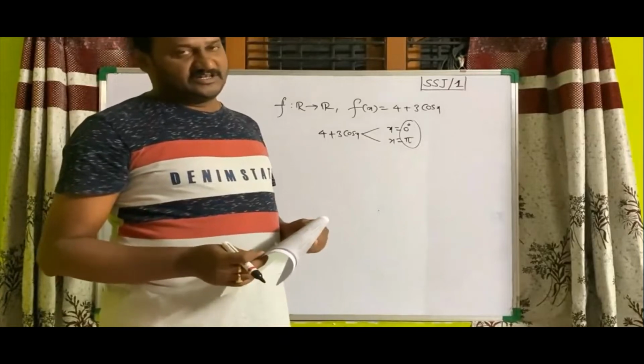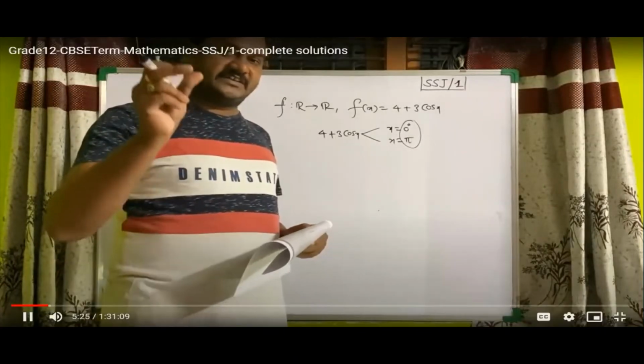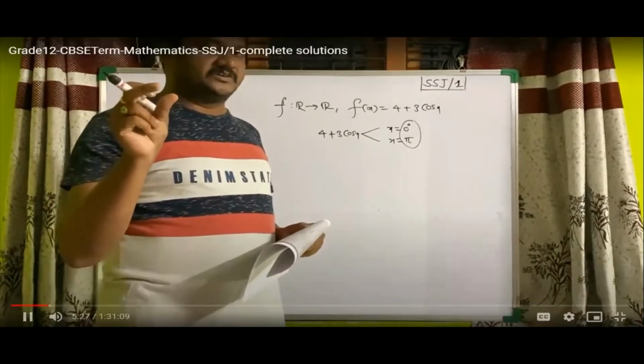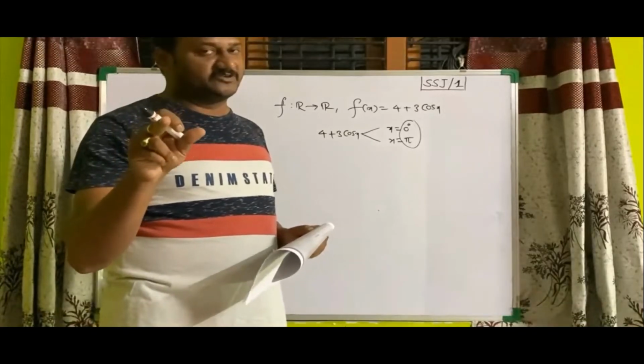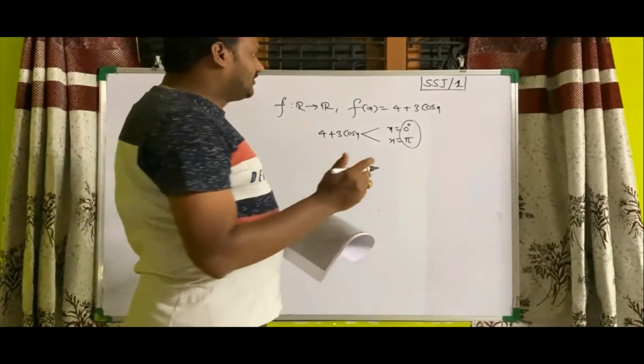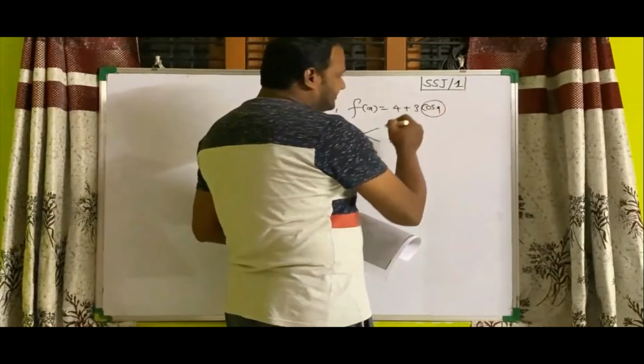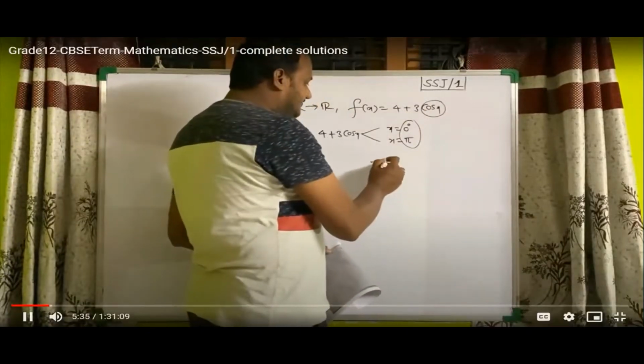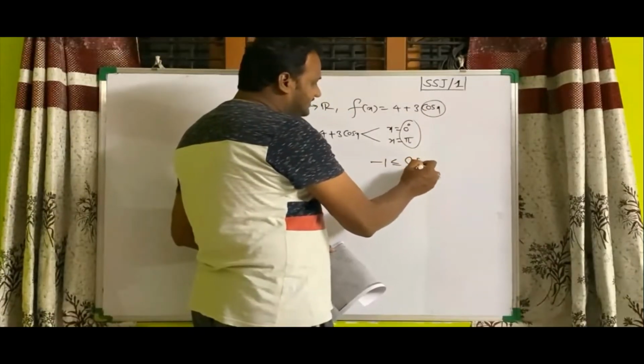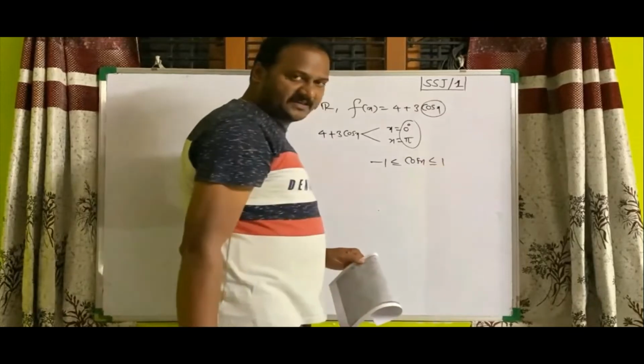And coming to the onto function. So what does onto function mean? Every single element of the codomain should be mapped. It means the range should be equal to the codomain. So what is the range of the cos function? The range of the cos function is -1 less than or equal to cos x less than or equal to 1, right?